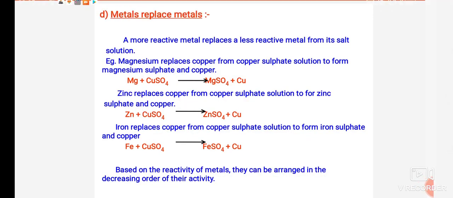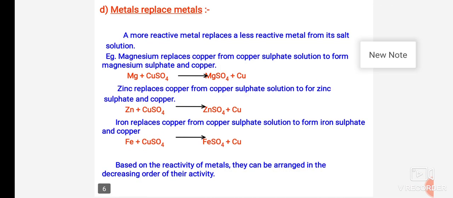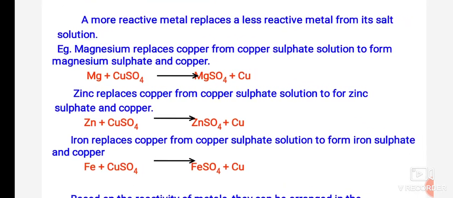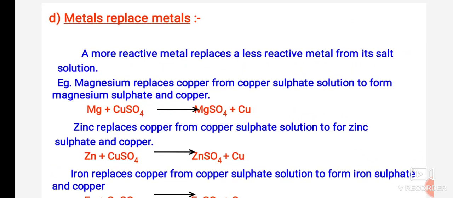Good morning, children. Yesterday we were discussing the differences between metals and non-metals, and today we'll see that a metal replaces another metal. How can it replace? If that metal is stronger than the other metal, then the stronger, more reactive metal replaces a less reactive metal from the salt solution.